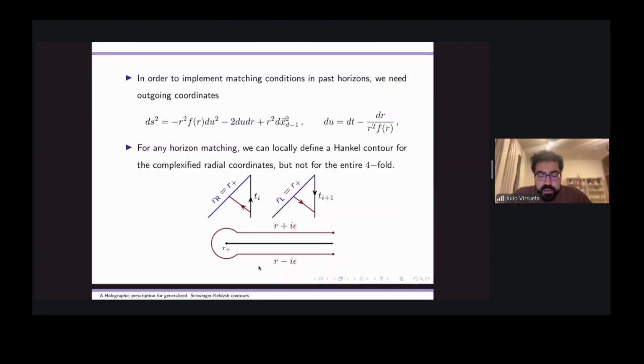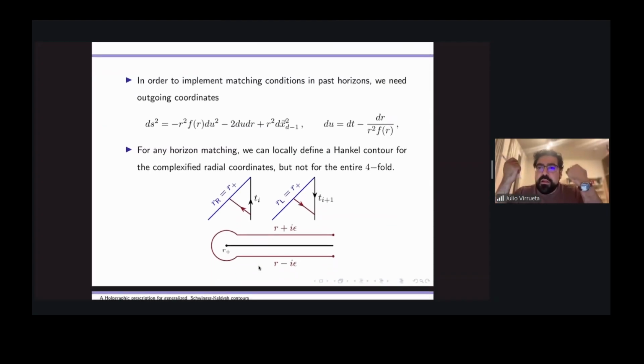Now, a new ingredient, and something that is somewhat annoying, is that in the case of the Schwinger-Keldysh contour, we were able to consider this single complexified radial coordinate that takes care of everything, right? It takes care of the pasting in terms of this Henkel contour. Now we cannot do that, right? Because we have four copies of the black hole. And not only that, but we're also pasting in the past horizon.